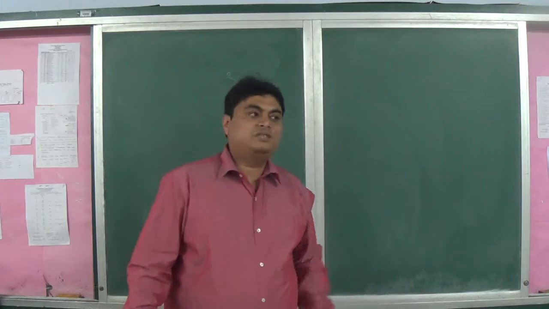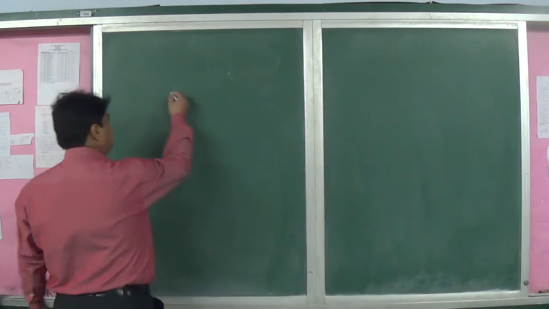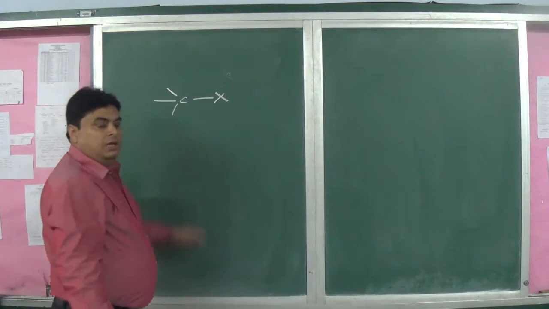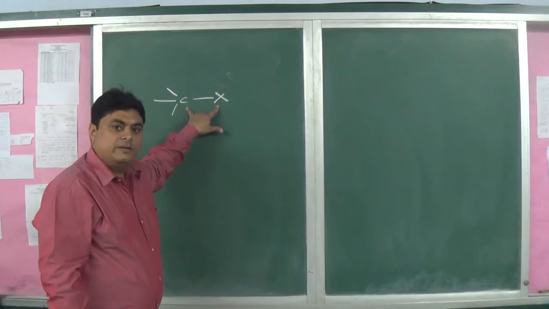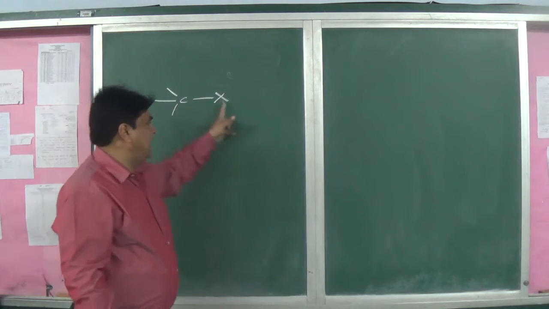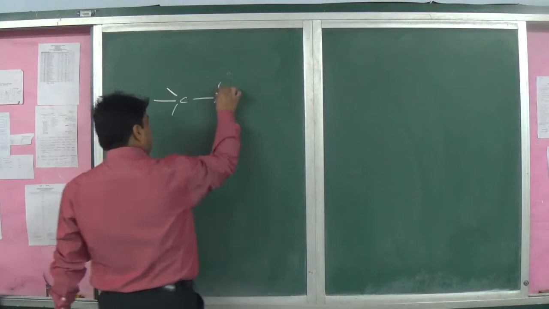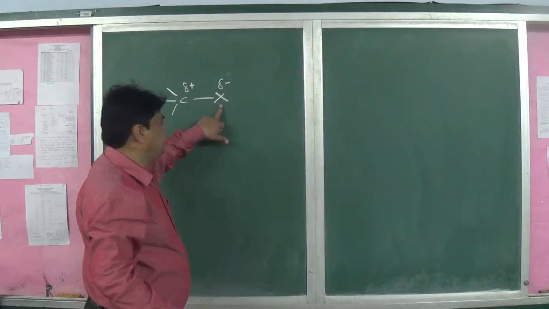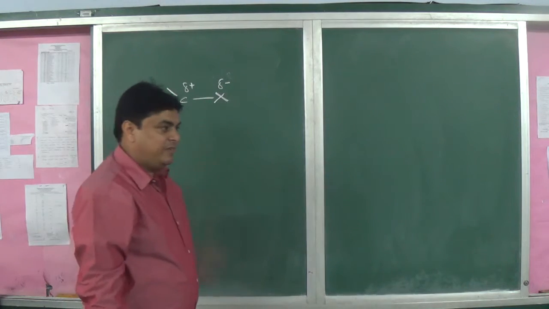Our next topic is to discuss the nature of the C-X bond. In alkyl halides, we are forming this bond as a polar bond. It is very imperative, as the halogen atom is highly electronegative, there will be a delta positive charge on the C atom and a delta negative charge on the X atom, resulting in the C-X bond being polar.